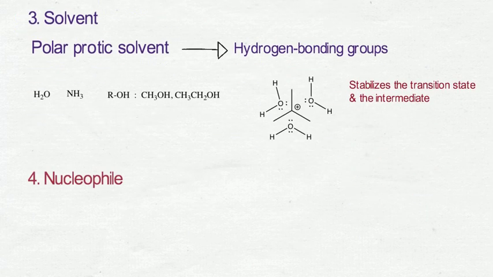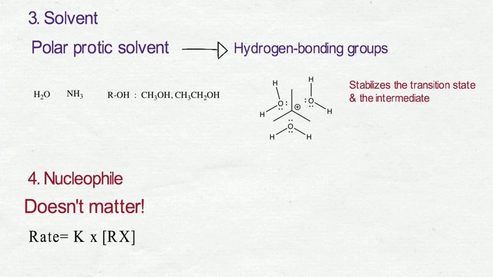So how about the nucleophile? For SN2 reactions, the nucleophile is also a factor influencing the reaction. However, for SN1 reactions, the nucleophile doesn't matter. That is because the rate of the reaction depends on the rate determining step, which is the formation of carbocation, and depends on the substrate and not the nucleophile. Neutral nucleophiles work just as well as negatively charged nucleophiles.